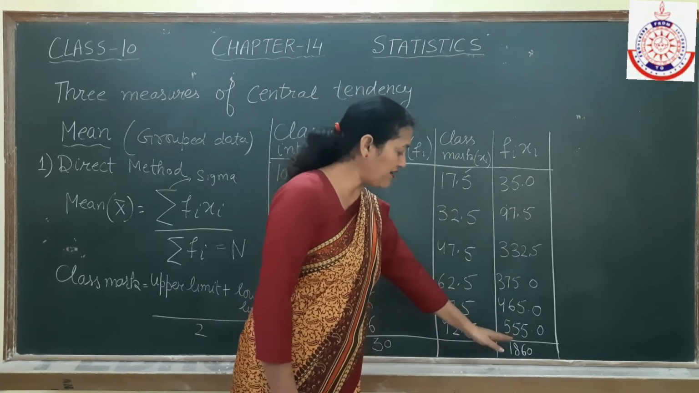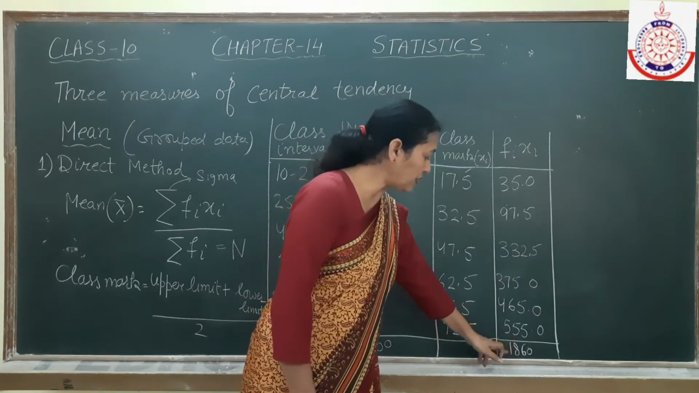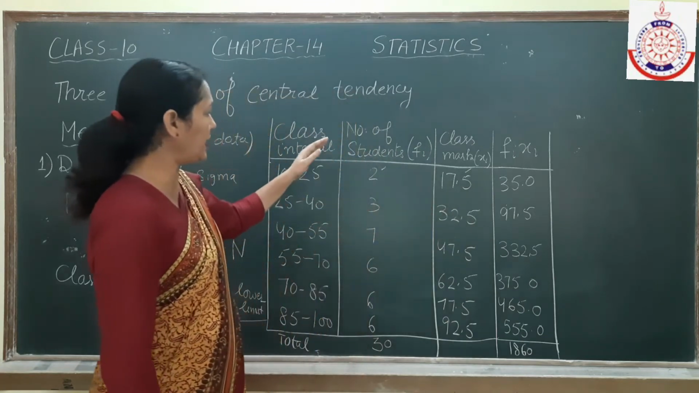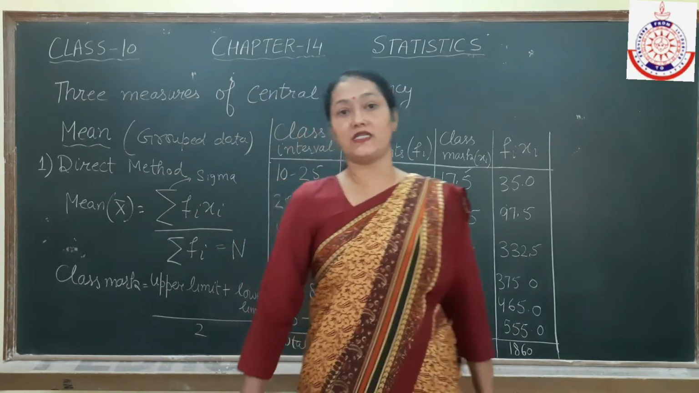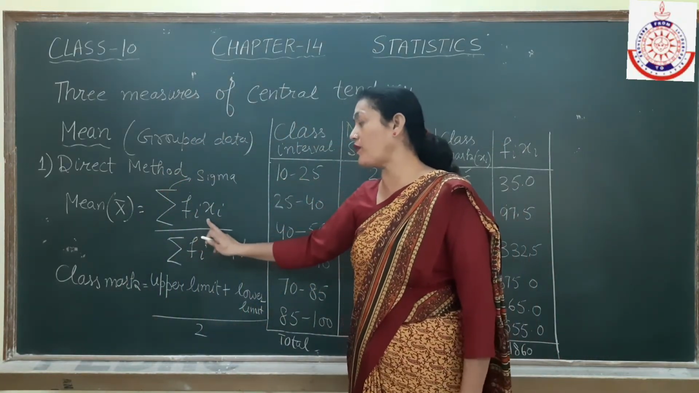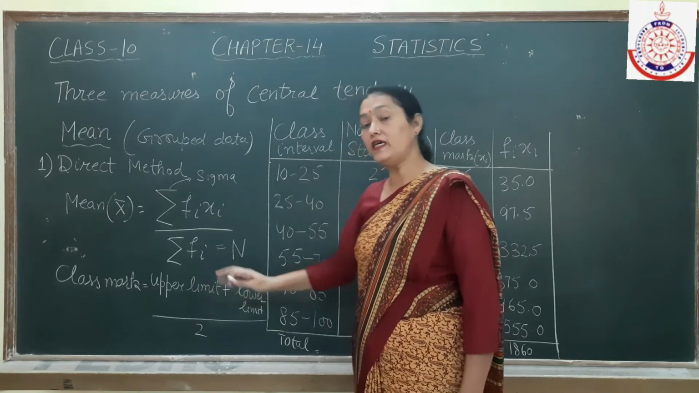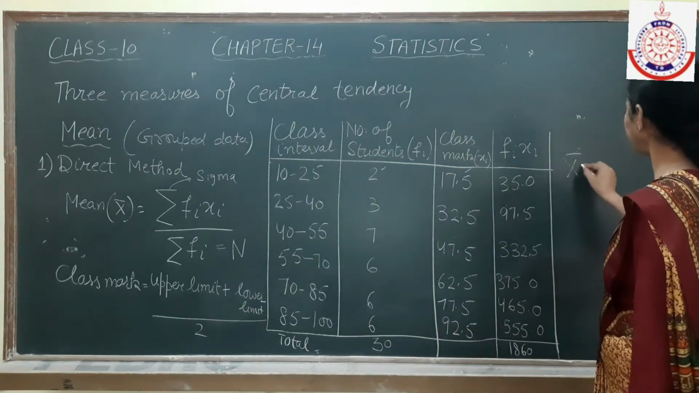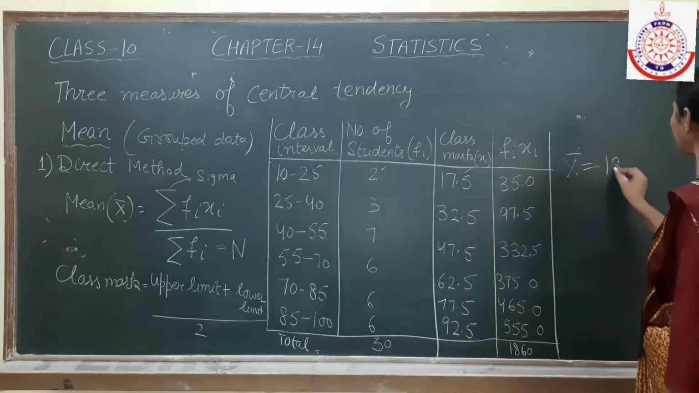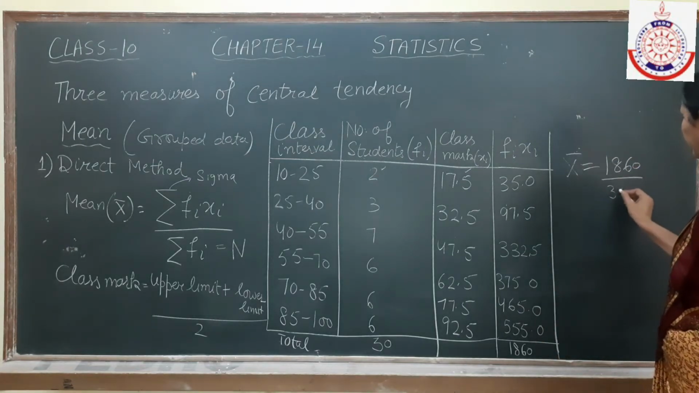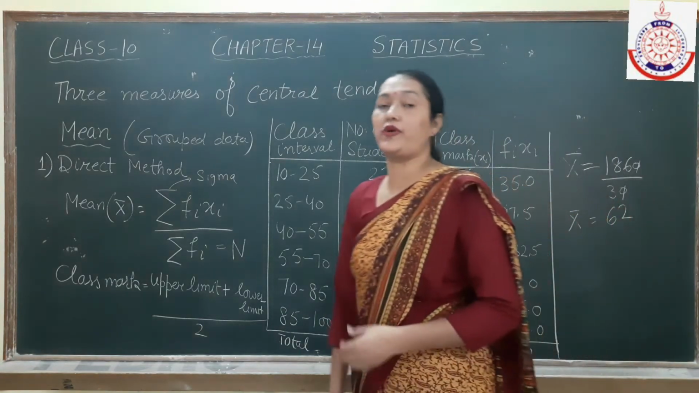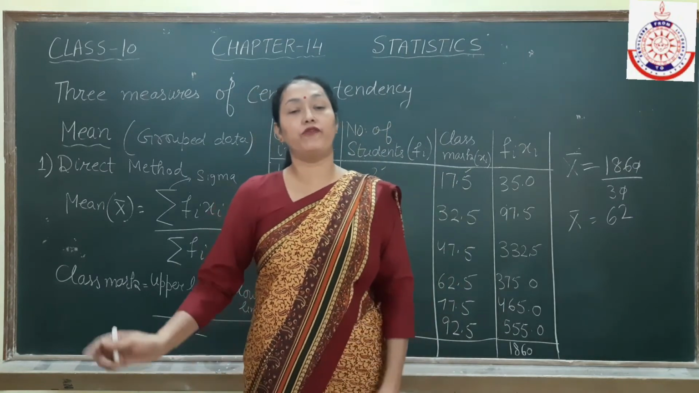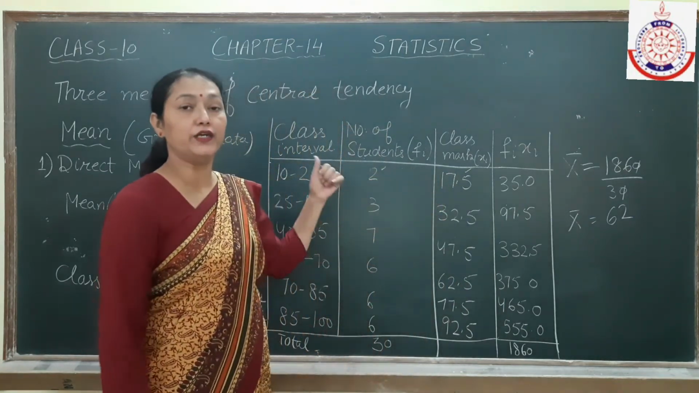After adding all these fi xi, I have obtained 1860. And if we add all the values of fi, we will be getting 30. Now to find mean, as I told you, we will be dividing the total of fi xi with total of fi. So mean will be calculated if we divide this 1860 with 30. So just by dividing and cutting, we will get mean as 62. So here we have obtained mean for the given data using direct method.